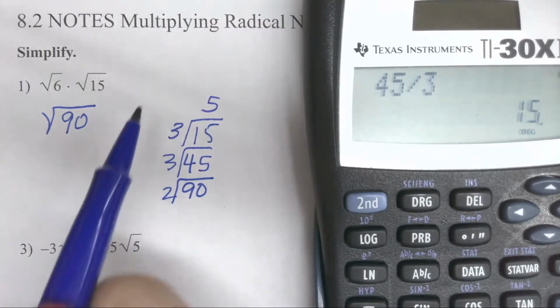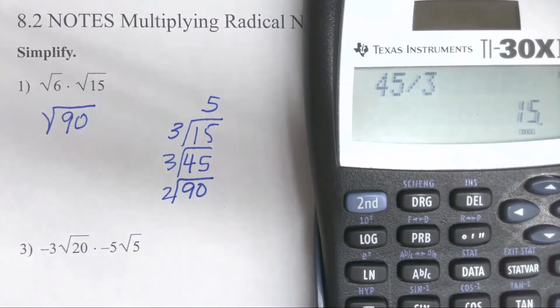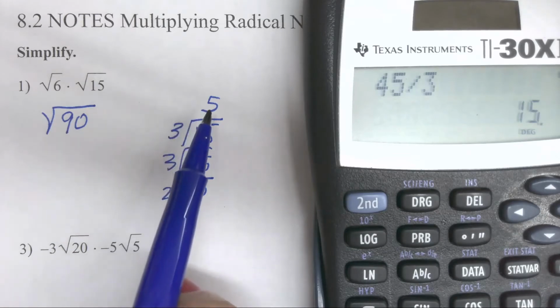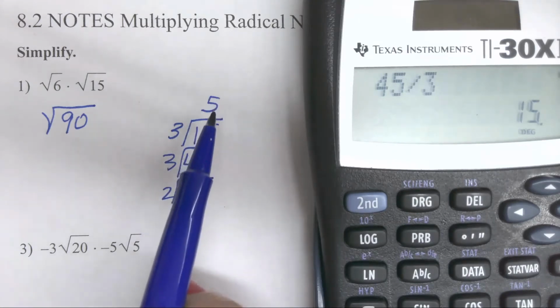I'll do 3 until I can't go anymore. And then once I get to a number that's prime, you guys remember prime numbers, only divisible by 1 and itself. So that would be 5, prime number, yep. So once I get to a prime number at the end, 3 doesn't go into here. The only number that goes into 5 is 5. And that doesn't get me anywhere, 5 and 1, so I stop there.